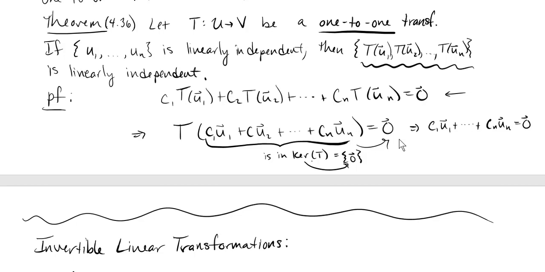Right? But remember, U1 through UN, all these vectors here are linearly independent, which implies if you've got a linear combination equal to 0, every one of those scalars equals 0. That's by the linear independence of the U vectors.